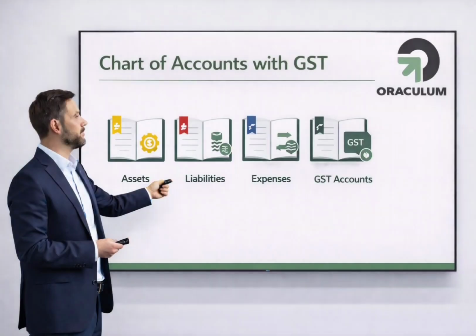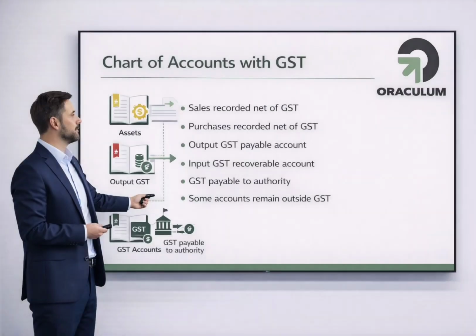Example of chart of accounts with GST, VAT. A chart of accounts separates tax accounts from revenue and expenses. Sales revenue net of GST, purchases net of GST, output GST payable, input GST recoverable, GST payable to authority. Certain accounts like wages and income tax remain outside GST scope.